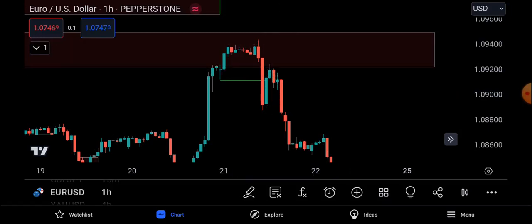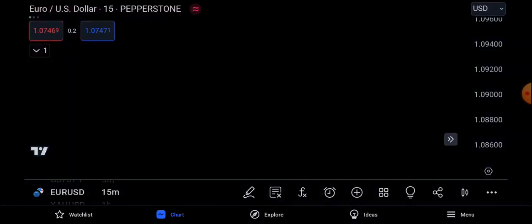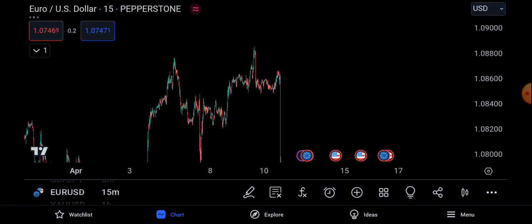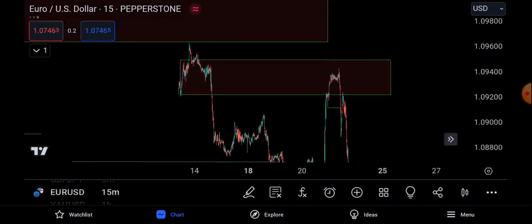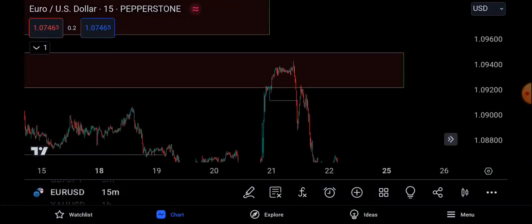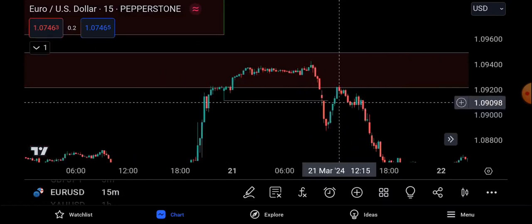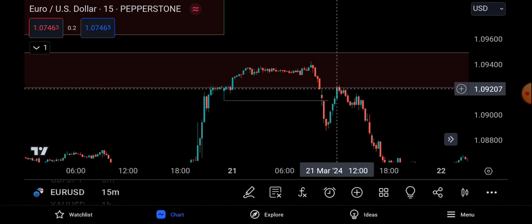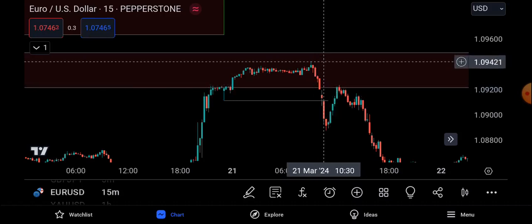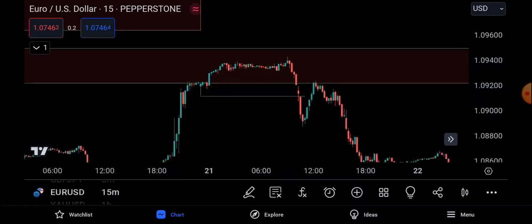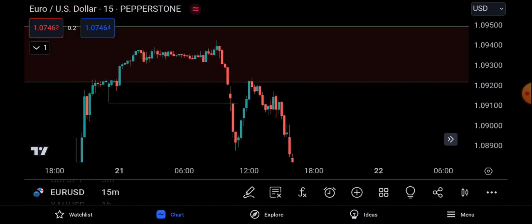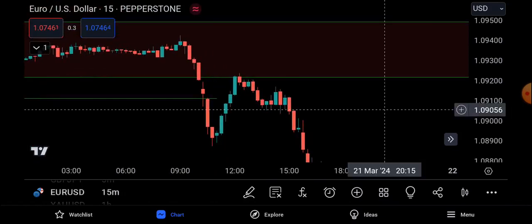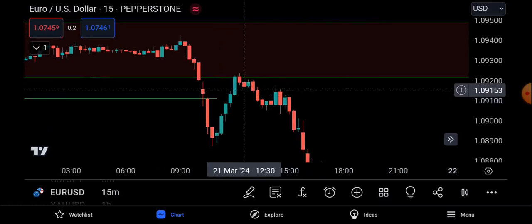So if you want to refine it a little bit more, you move to the 15-minute. We're still looking at that leg. So we had our market structure shift here, we pulled back. But if you don't want to sell from here because this stop loss is too large, what do you do? You wait for a market structure shift again on the lower time frames. This might be a market structure shift on the 5-minute, it might not be on the 15.